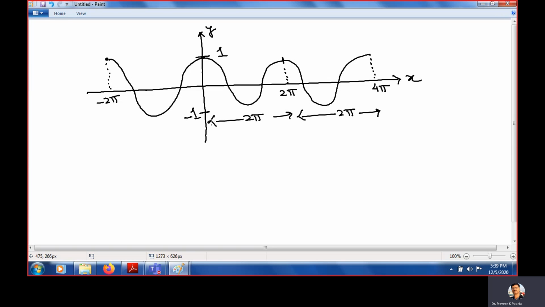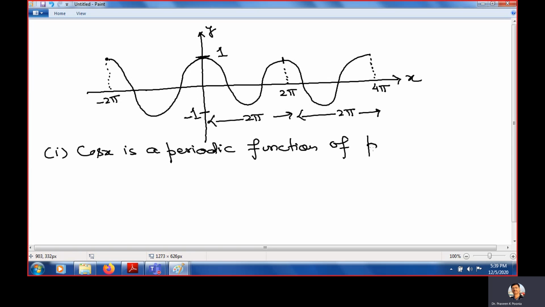So the three conclusions we are going to draw are same to same. Clear? What is the difference? Sin x graph is starting at this point, at 0. Cosine graph is starting at 1. This thing you need to remember. What is it? Number 1: cosine x is a periodic function of period equal to 2 pi. Cosine x is a periodic function of period 2 pi.